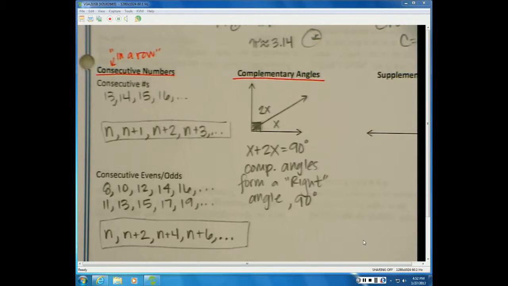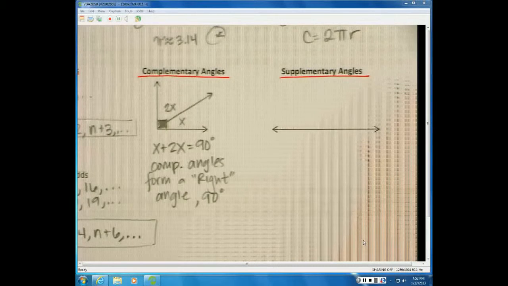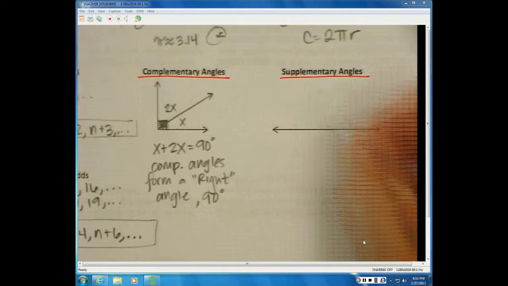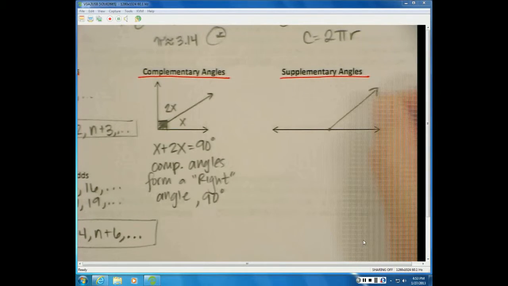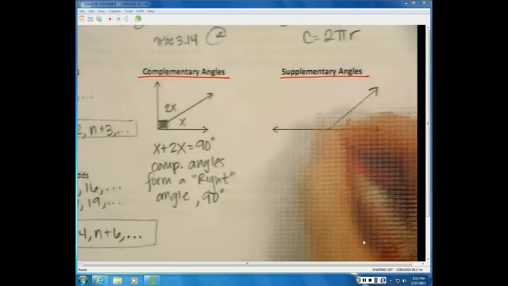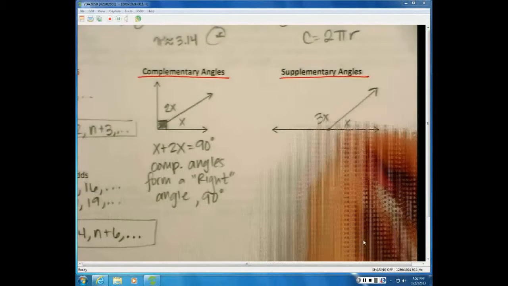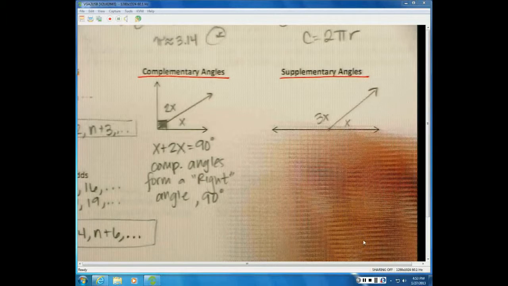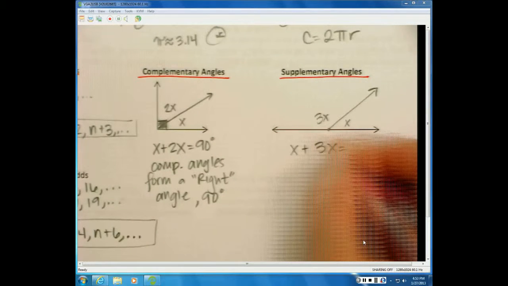Supplementary angles, again, this is another geometry term. Two angles are supplementary if they add up to 180. So let's go ahead and add an angle here. Now I have this angle, let's call it x. I have this other angle here. Let's call that 3x. I know that if I add these two, because they form a straight line, I can say x plus 3x equals 180 degrees.